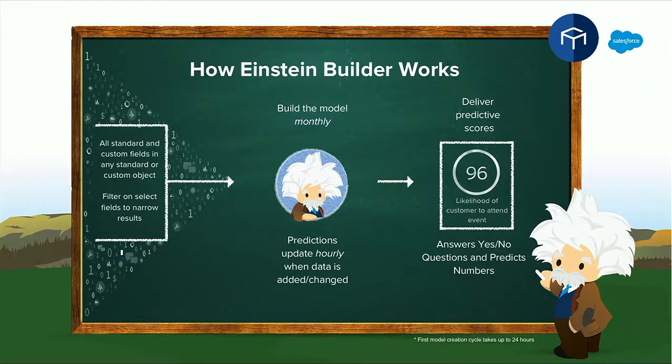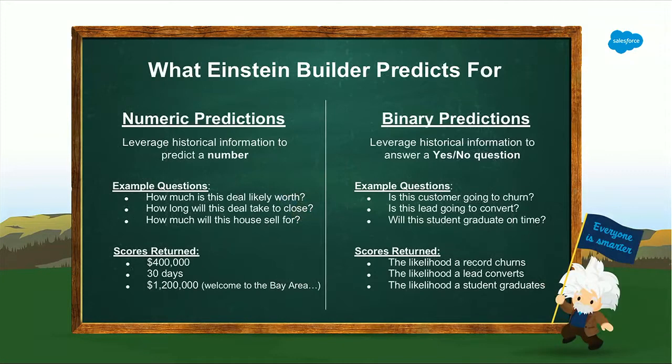So the way it works, like I said, it uses your data in Salesforce. So any standard or custom object where you have data stored in Salesforce, it can use. Based on that data, we'll train a predictive model, and this model can be refreshed every month so that it stays up to date. And then using this model, we can produce scores and produce predictions every hour whenever the records change or whenever you add new records. And these predictions will be scores that you can see that's either a likelihood or a numeric prediction.